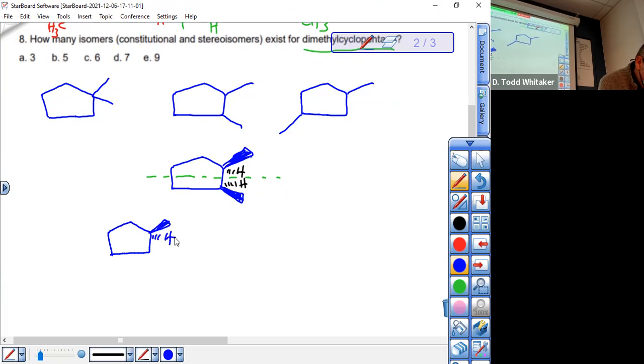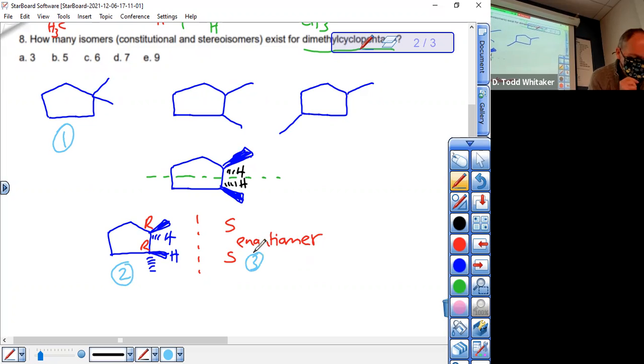There's this one, where this one is R and this one is also R, so 1, 2, 3, R, and its mirror image, which I'm not going to draw, is SS, the enantiomer, right? So far you've got 1 molecule here, 2 molecules, 3 molecules. And same story for 1 and 3.